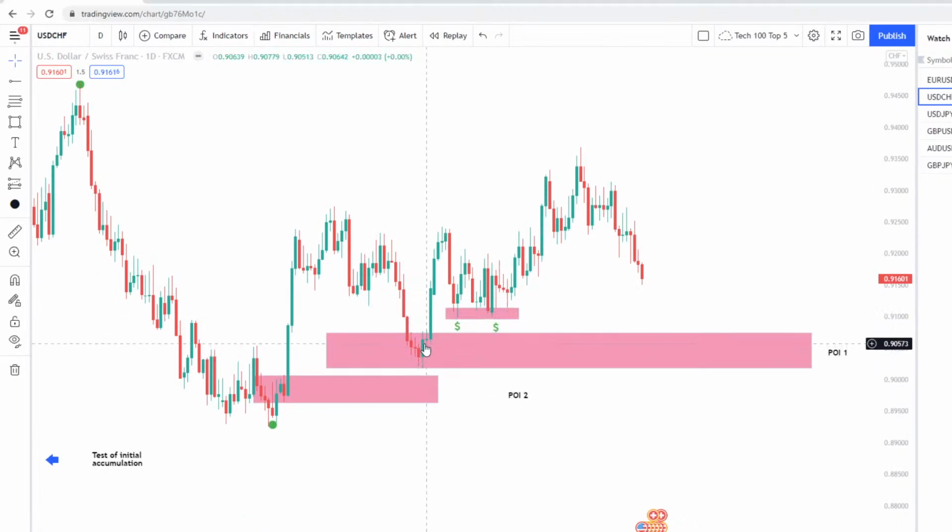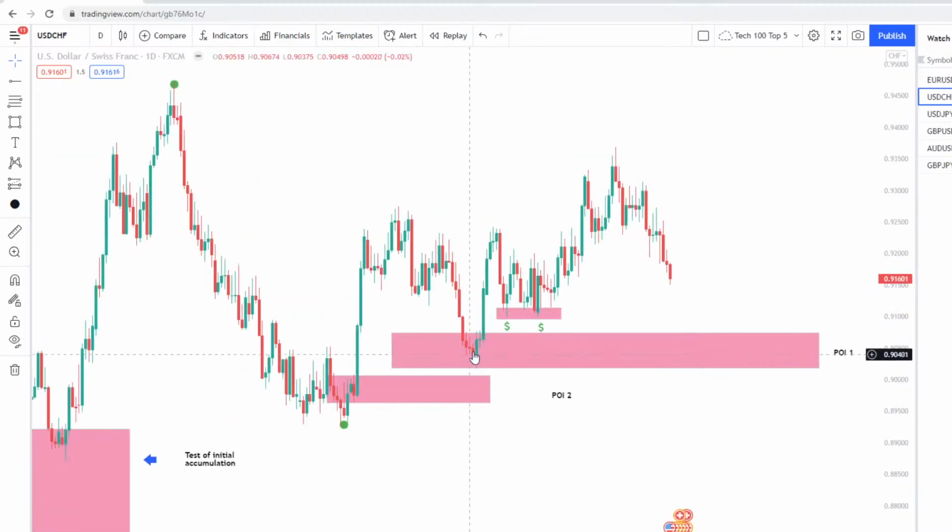And then we have a reaccumulation here that took place that caused us to break this structural high here. So this is a significant reaccumulation. And the reason I'm interested in it is because we have equal lows here.